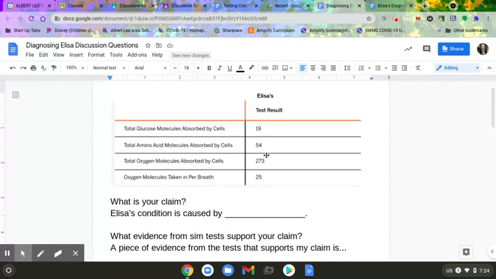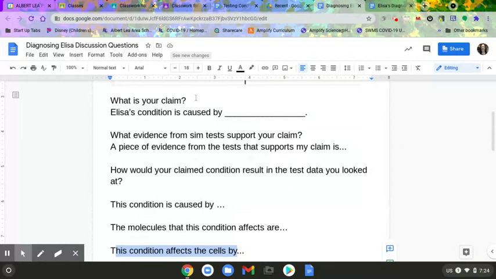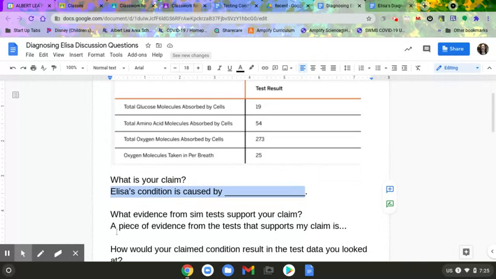Okay, so what do we do with this information? What we would have done in class was I would have had you get together in your groups and talk through these questions. So we now know that her condition is caused by diabetes. So that is the claim we need to move forward with, all of us, regardless if you're like, nope, it's still anemia. You cannot discrepant these numbers, ladies and gentlemen. It's diabetes. So now we got to find a piece of evidence from our tests that supports the claim.